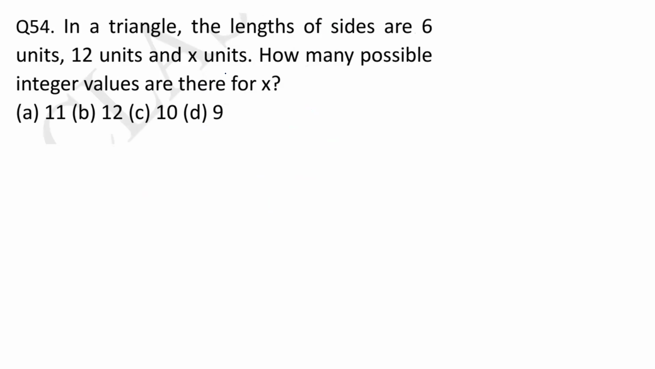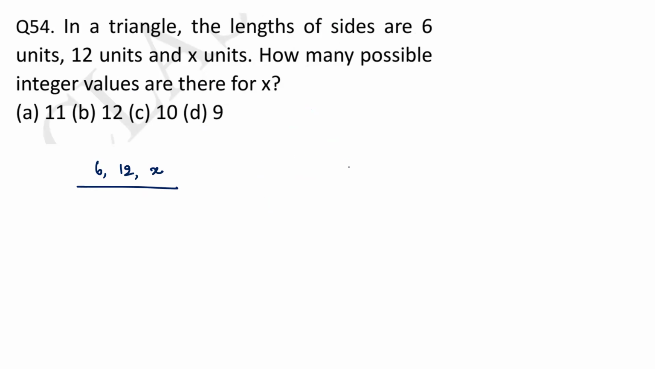In a triangle, the lengths of the sides are 6 units, 12 units and x units. So the three sides are 6, 12, and x. How many possible integer values are there for x? We know in a triangle, the sum of two sides should always be greater than the third side, and the difference of two sides should always be less than the third side.